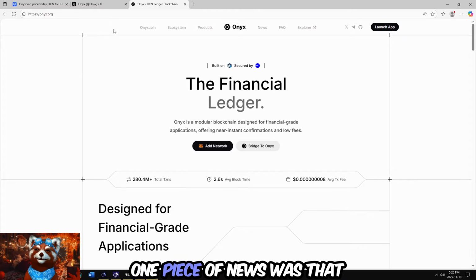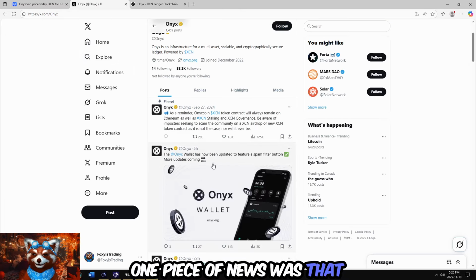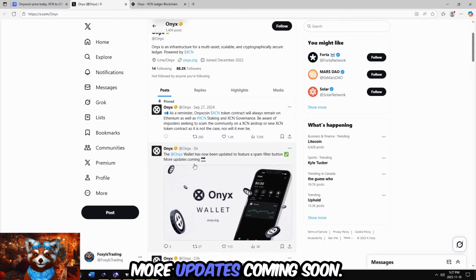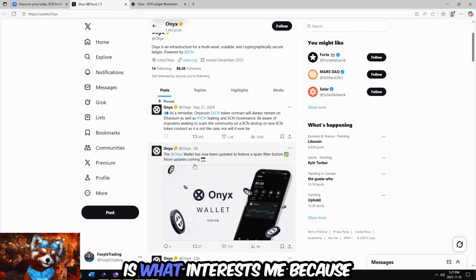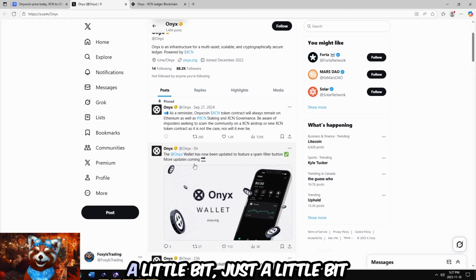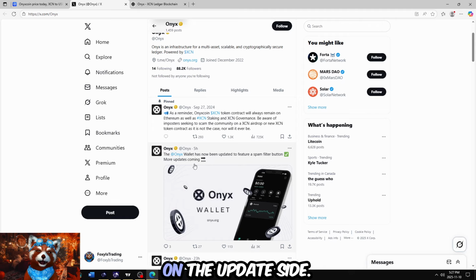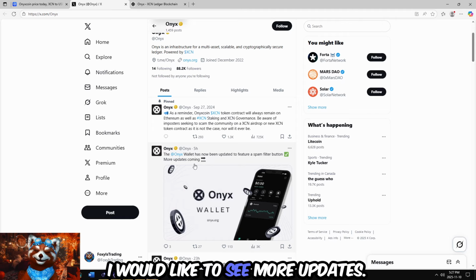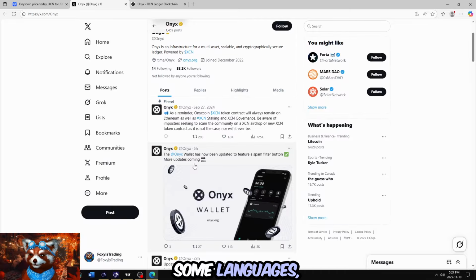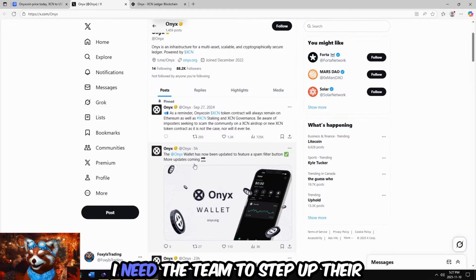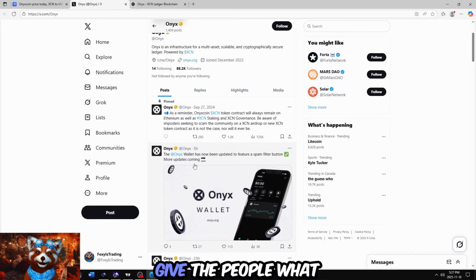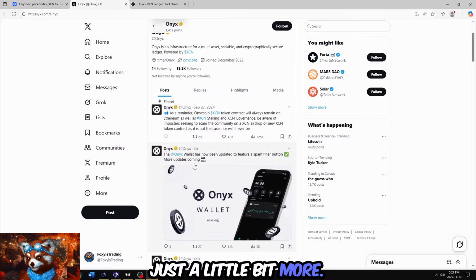Now, going into that, one piece of news was that the wallet has now been updated with a spam filter button. More updates coming soon. And the more updates coming soon is what interests me because we need more updates on ONYX Coin. I feel like they are lacking a little bit, just a little bit on the update side. I would like to see more updates. When I read the comments on the tweets, there's a lot of things missing. Some languages, some little bugs here and there. I need the team to step up their game just a little bit and really give the people what they want and update the platform just a little bit more.